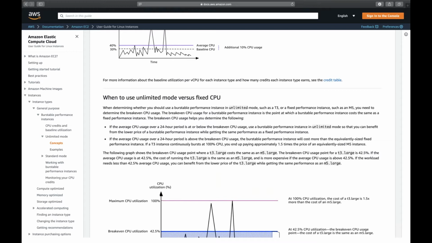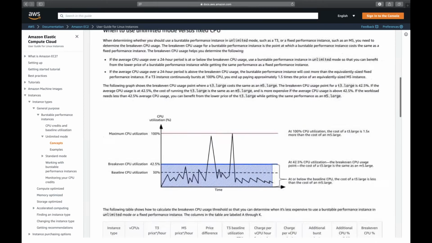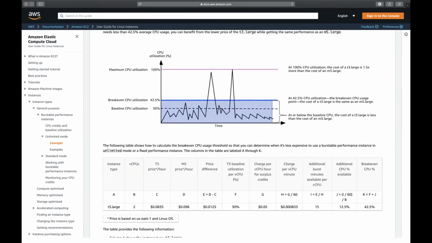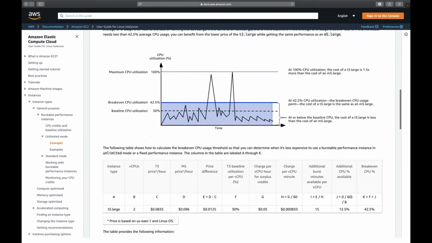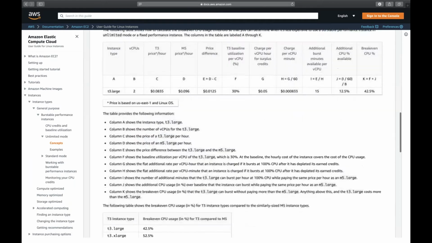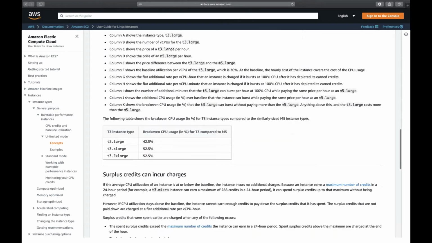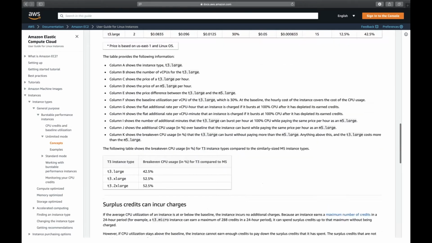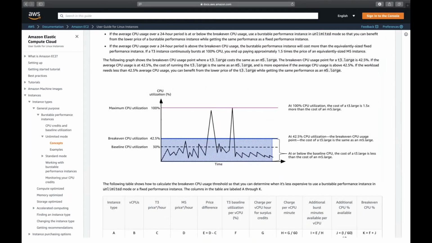So there are two things they say. If the average CPU usage over a 24-hour period is at or below the baseline CPU, use a burstable performance instance. And if your average CPU is above the baseline CPU, then it will cost you more. So basically you have to calculate it and then decide, and it can only be done with load time, but it depends.